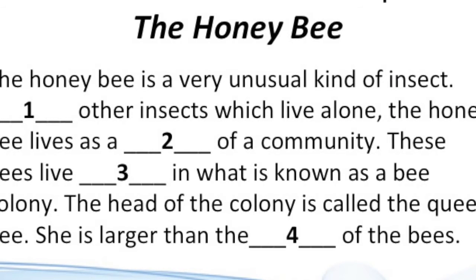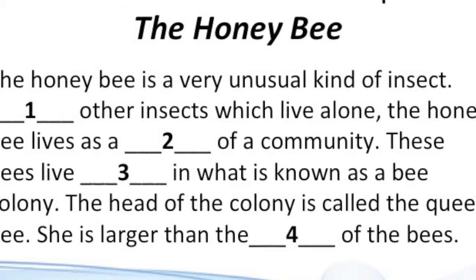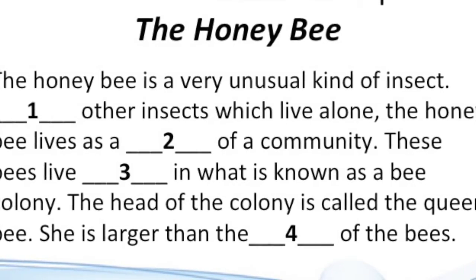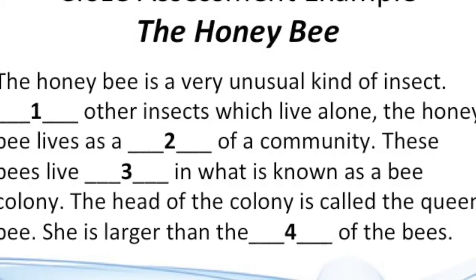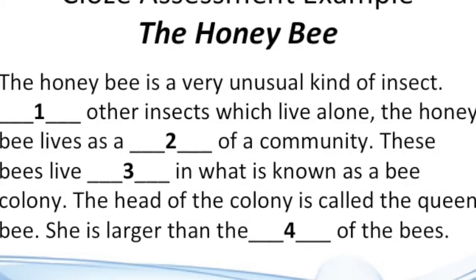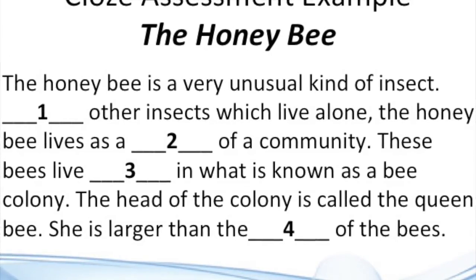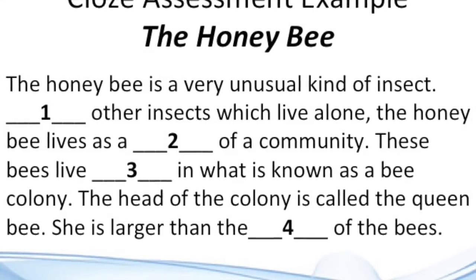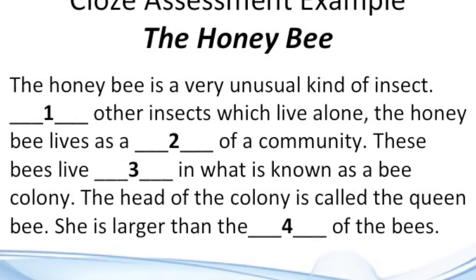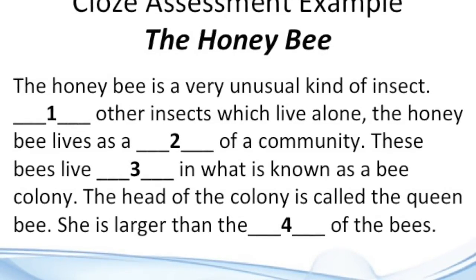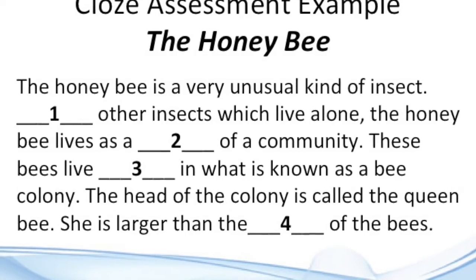This is just a quick picture of what the cloze assessment looks like, the honeybee that I'm asking you to do. This is exactly what you'll see. You need to read through this and figure out what do you think should be in blank 1, blank 2, blank 3. So it's just a chance for you to kind of practice it a little bit and think about the strengths and weaknesses.